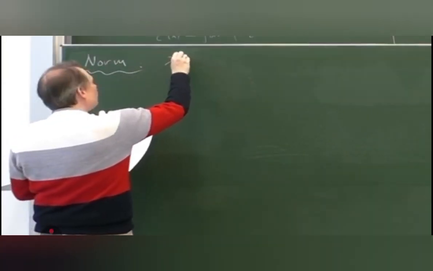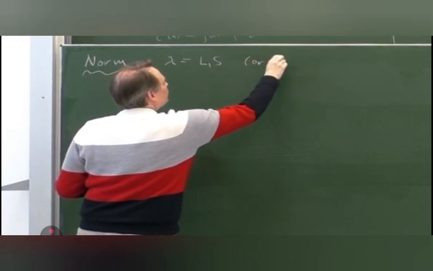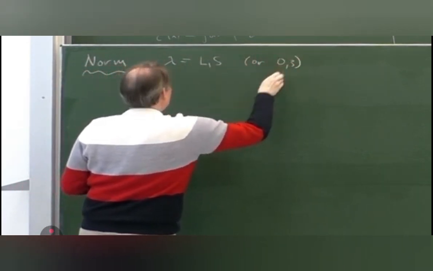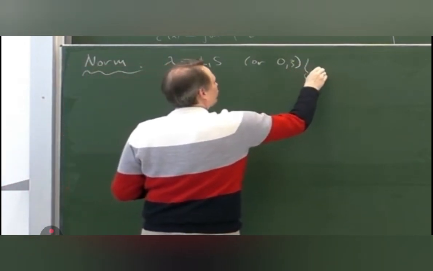So lambda equal L and S for 0, 3, and C bar, they all have indefinite norm.